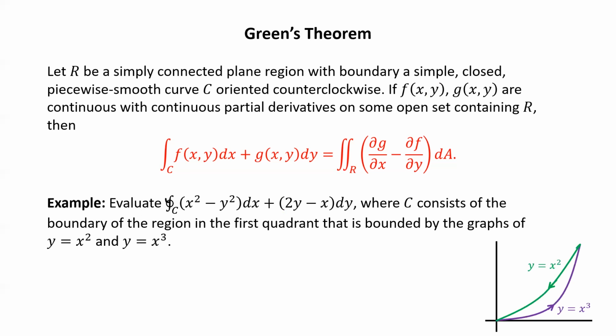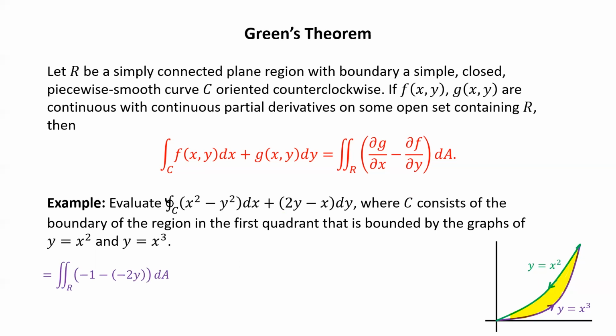You could see I've sketched the graphs of y equals x cubed and y equals x squared. And as I've stated, the problem is telling us that we should be moving in the counterclockwise direction. So we move left to right along x cubed, and then right to left along x squared. The corresponding region is this shaded region in yellow here between the two curves. And we could change the line integral to a double integral using Green's theorem.